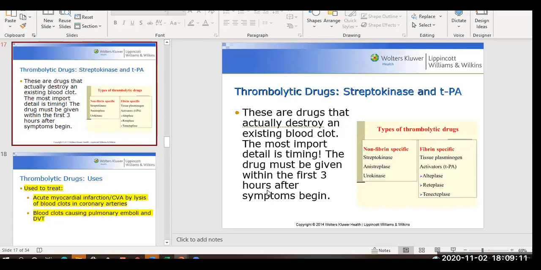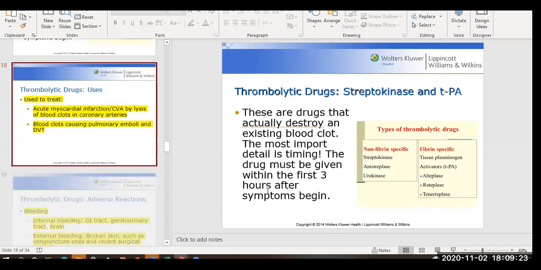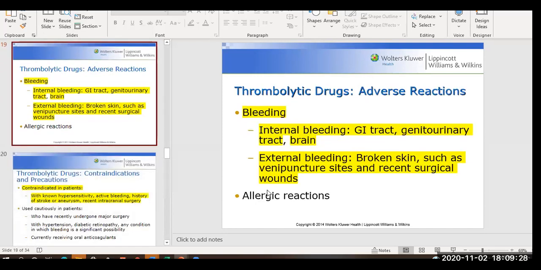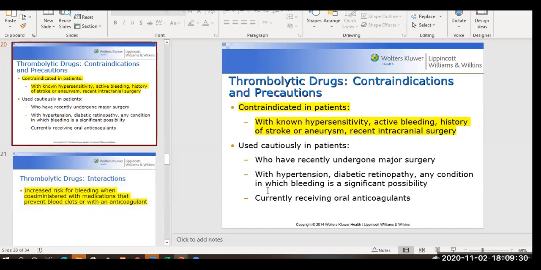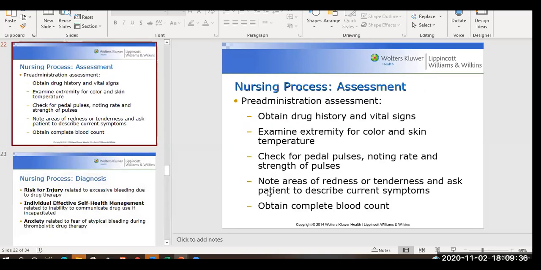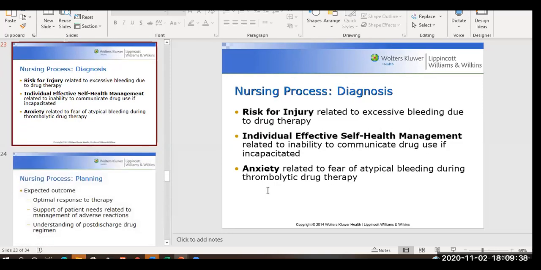When it comes to drugs that can stop a clot, dissolve a clot, those are thrombolytics, right? You may hear someone talk about something called TPA or streptokinase. You probably will not get asked about these drugs. I threw the info in there as an FYI, but they are very specific as to when they can be used, and they're kind of dangerous.